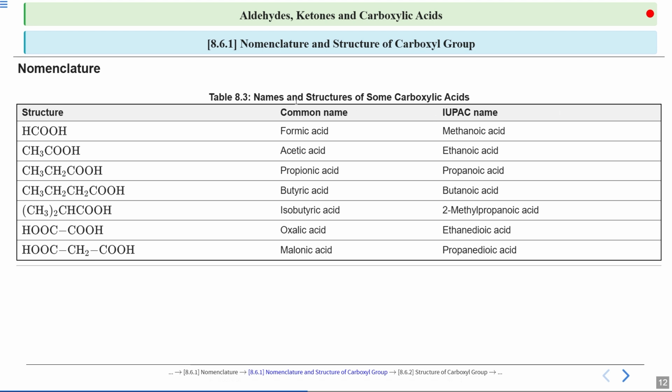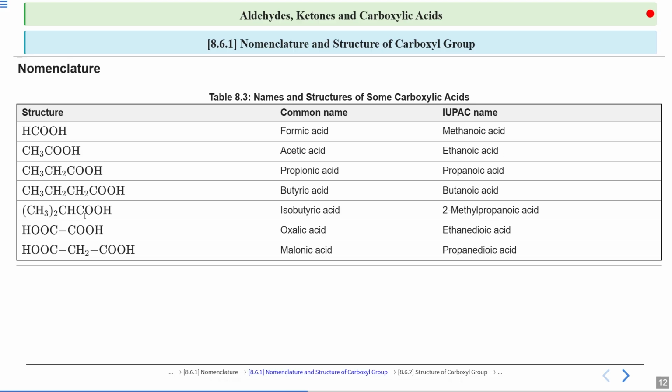Similarly, in the second one you have acetic acid as the common name, and the IUPAC name, since you have two carbon atoms, is ethanoic acid. For the next one, the common name is propionic acid; for the common name we use the suffix ic. And the IUPAC name, since it contains 3 carbon atoms, is propanoic acid. Next, the common name is butyric acid, and the IUPAC name is butanoic acid.